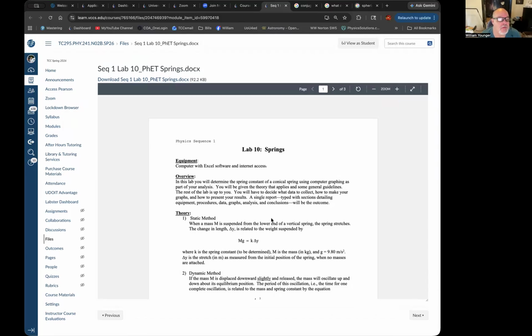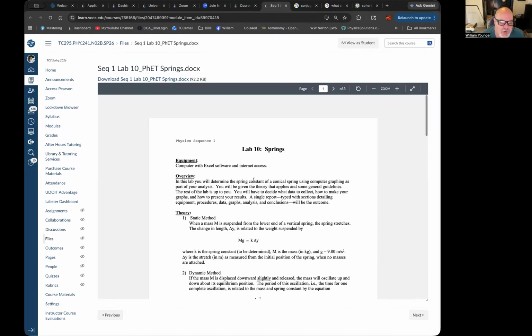Okay, so this week's lab is called Lab 10 PhET Springs, and it's basically the lab report that we do in the 241 course where we actually require a formal lab report. So this is the only one where you're actually going to type up a formal lab report as opposed to just filling in the Word document that we give you. So you can see it's Lab 10 Springs.